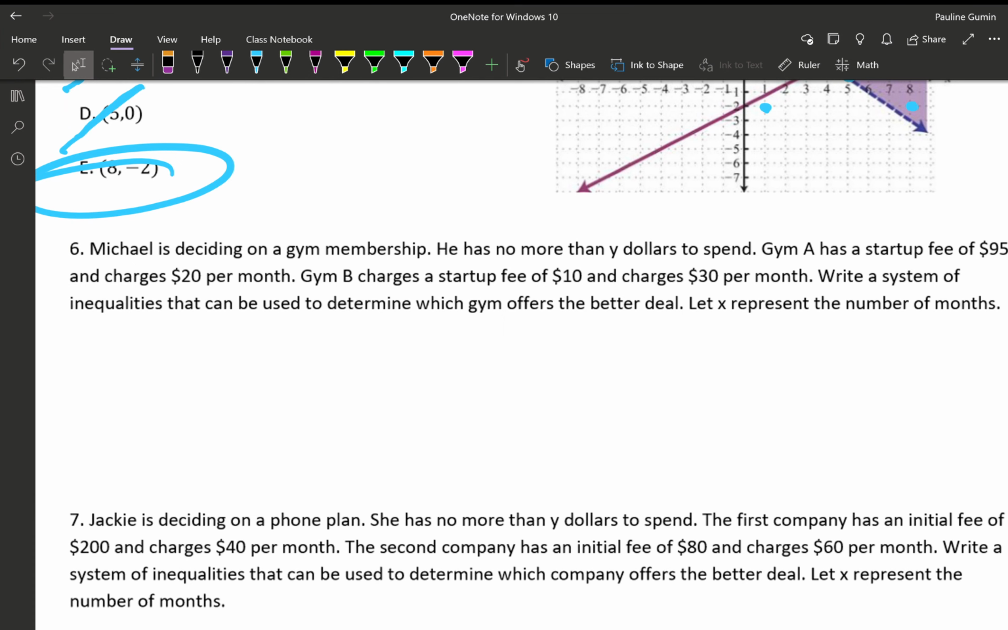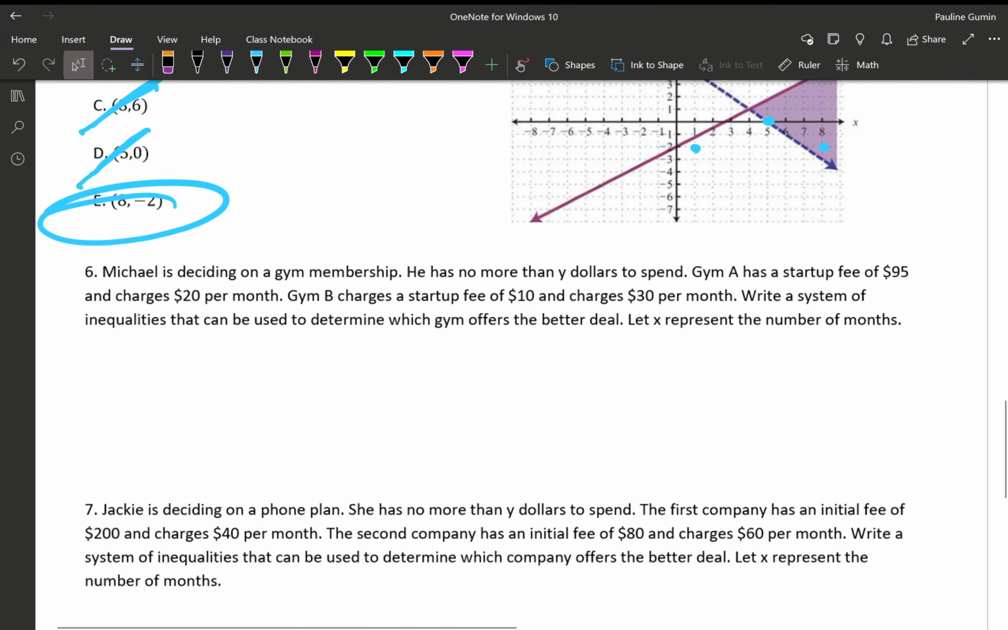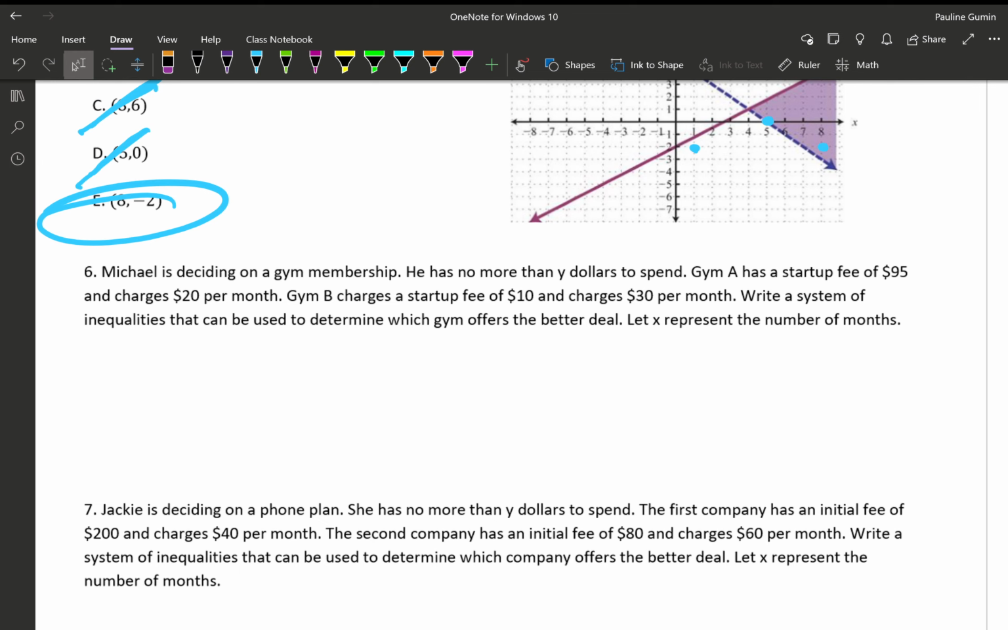Number 6. Michael is deciding on a gym membership. He has no more than Y dollars to spend. Gym A has a startup fee of $95 and charges $20 a month. Gym B charges a setup fee of $10 and charges $30 a month. Let's write a system. X will represent months.